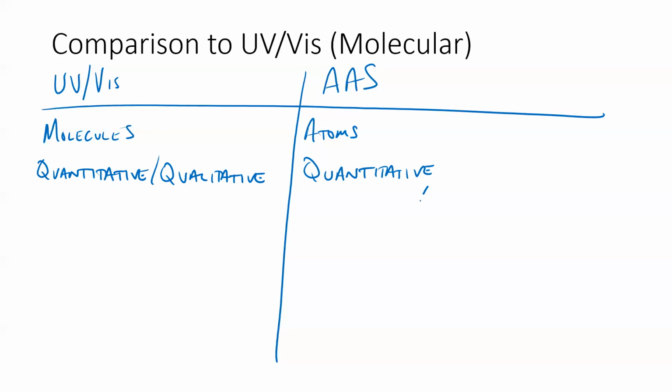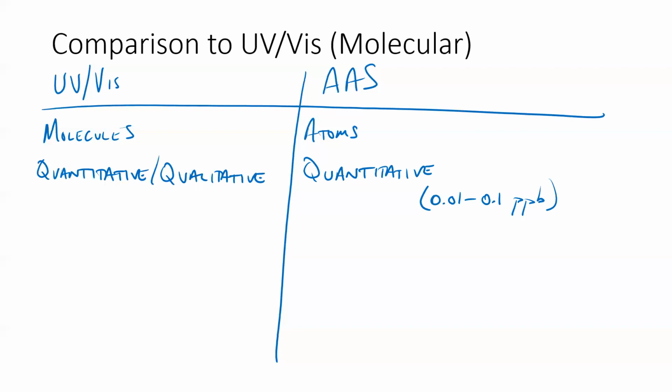And we're talking about detection limits of 0.01 to 0.1 part per billion, right? So that's 10 to 100 part per trillion, which is pretty good.